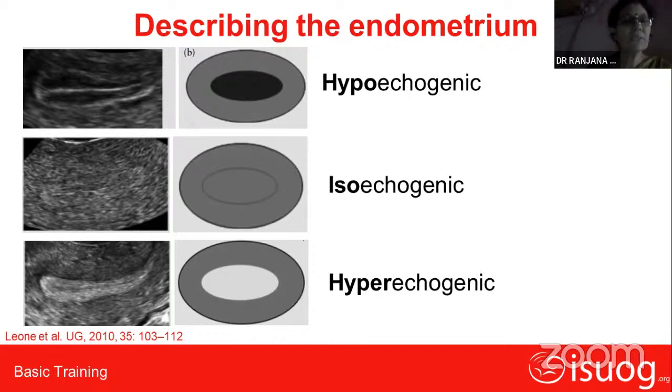Now the echogenicity of the endometrium is always in comparison with the myometrium. If the echogenicity is lesser than myometrium, then it is known as hypoechoic. If it is similar, see in the second figure, it is similar, then it is known as isoechoic. And if it is more, that is hyperechoic endometrium, which normally occurs in the secretory phase.